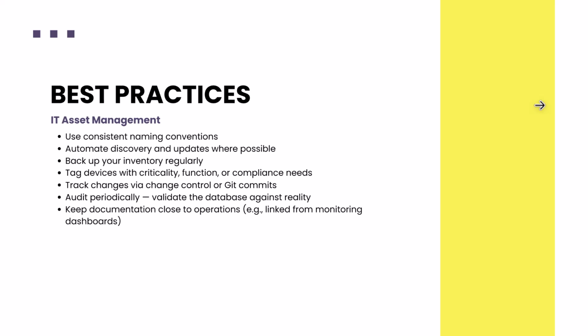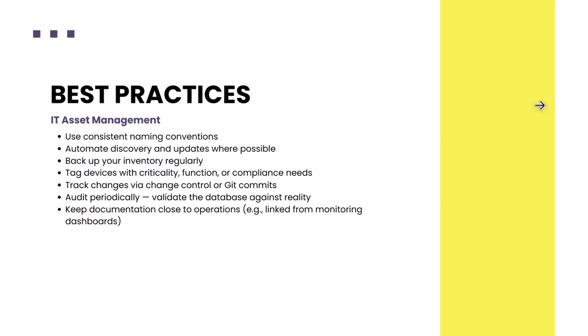Another one is back up your inventory regularly. Very important, goes without saying, right? Next one is tag devices with criticality, function, or compliance needs, right? So ensure that devices that have critical functions have those tags to ensure that they are easy to identify. So if they have compliance requirements, let's say they need to have a certain kind of encryption enabled, they need to have maybe certain ports disabled or removed. So you need to tag these devices so you know you have that information.